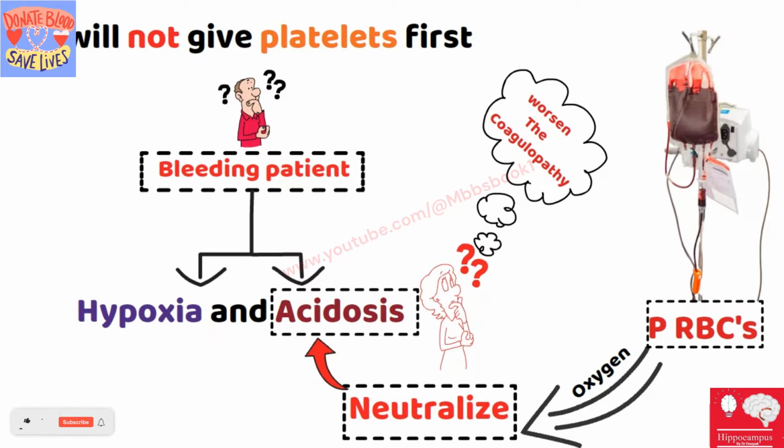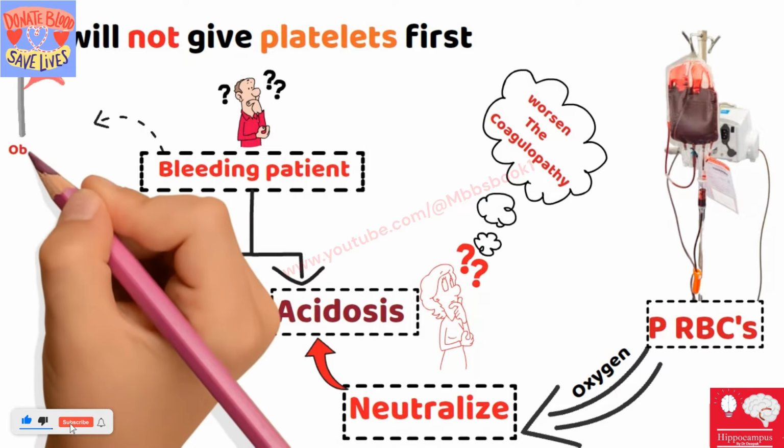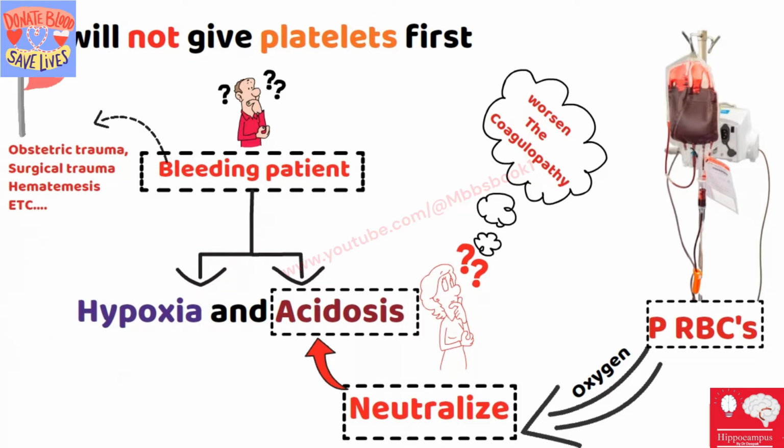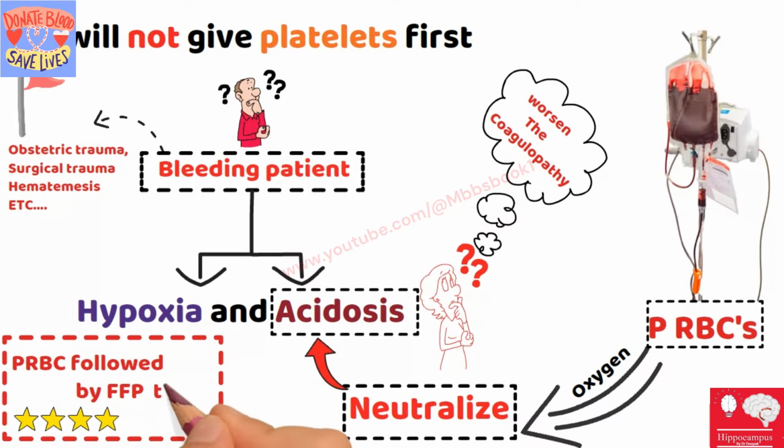Now, please remember, it's in a bleeding patient. It does not mean that we are talking about a dengue hemorrhagic fever patient who is having a low platelet count. By bleeding patient, we mean it could be obstetric trauma, it could be surgical trauma, or it could be a hematemesis. Okay. So even if a single IV line is available, the first thing that we will give to the patient would be PRBC, then fresh frozen plasma, and then platelets. See, there is a possibility that you may not use all of these components, because even before you give them, the patient might start recovering.